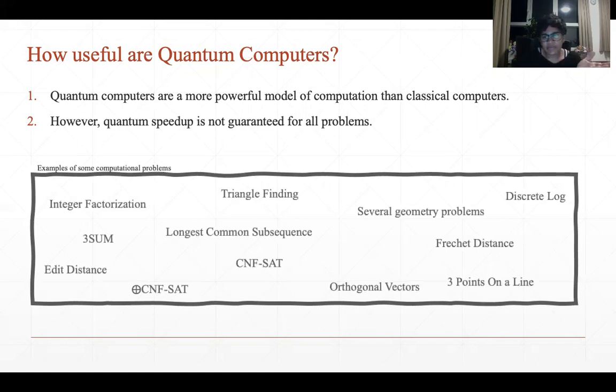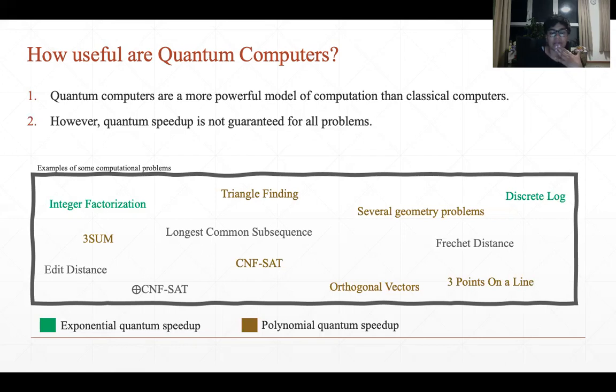For problems like integer factorization and discrete log, we have quantum algorithms that are exponentially faster than the classical ones. But for problems like triangle finding, orthogonal vectors, three sum, CNF SAT, the quantum speedup that we see is only polynomial. And surprisingly, for problems like longest common subsequence, edit distance, and Fréchet distance, the current quantum algorithms are as bad as the classical ones. So it would be nice if we could, in any way, know for which problems we have a quantum speedup, and if there is, then how much.